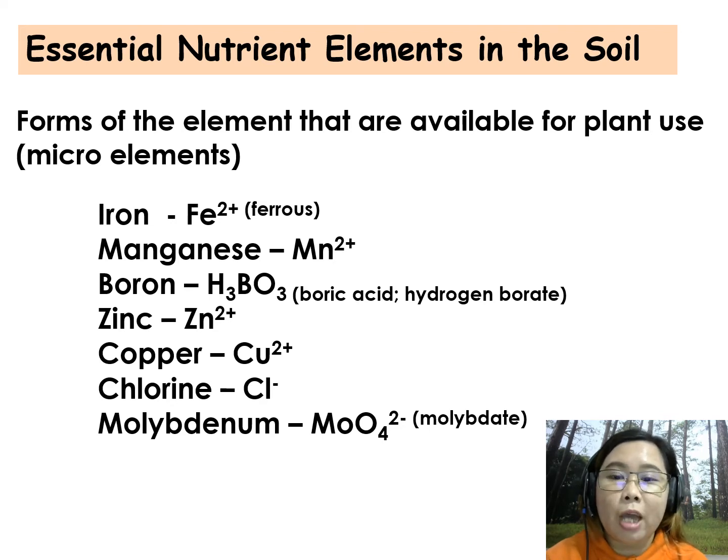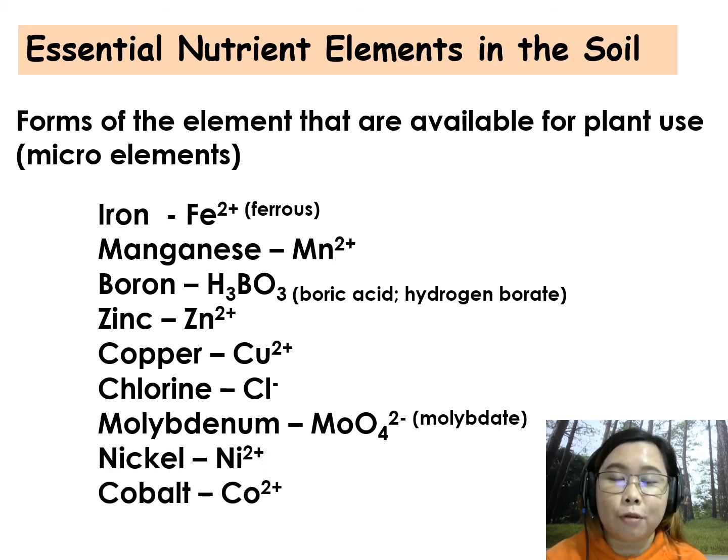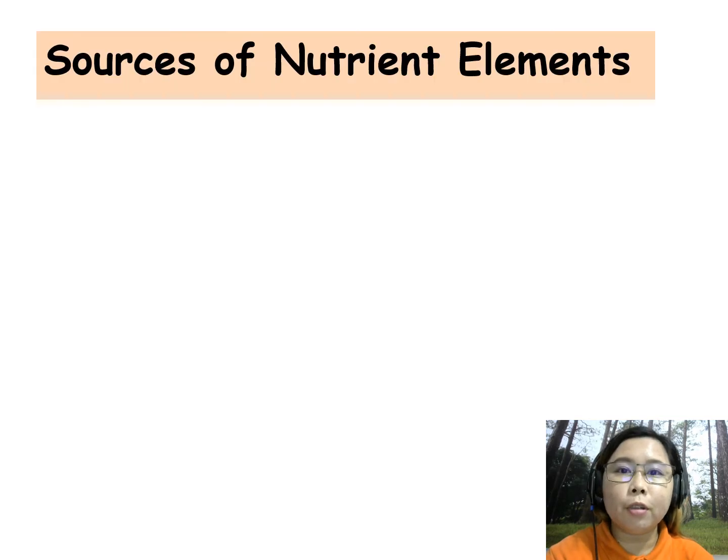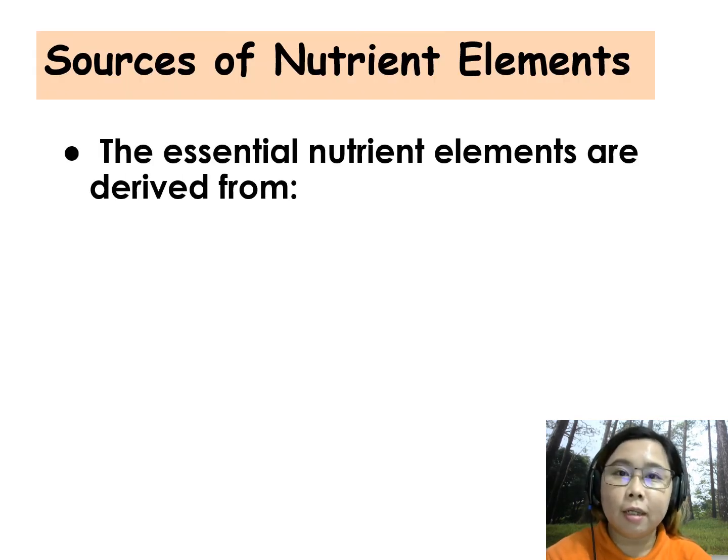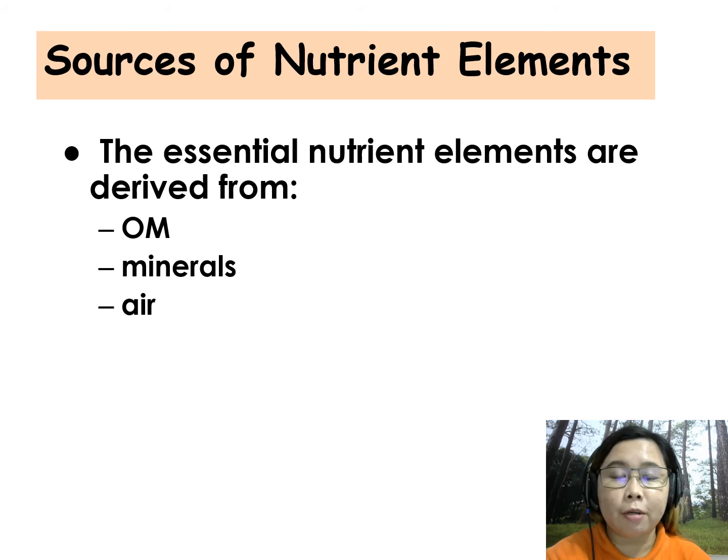For molybdenum, we have the molybdate. For nickel, we have Ni2 plus. And for cobalt, we have Co2 plus. Now, for the sources of nutrient elements, the essential nutrient elements can be derived from the following: from organic matter, minerals, air, and from water.